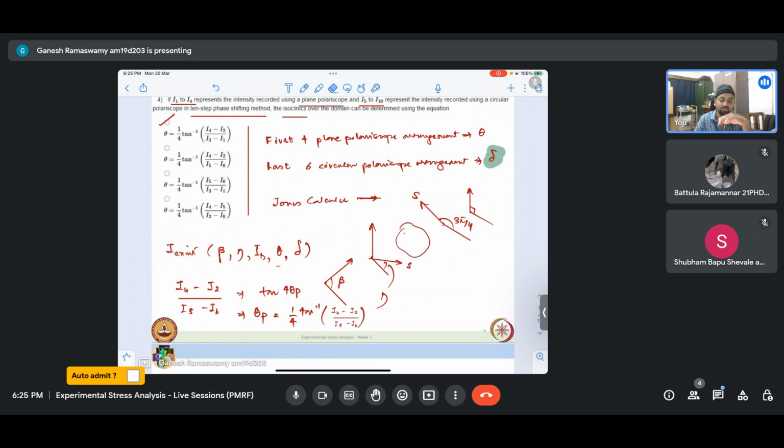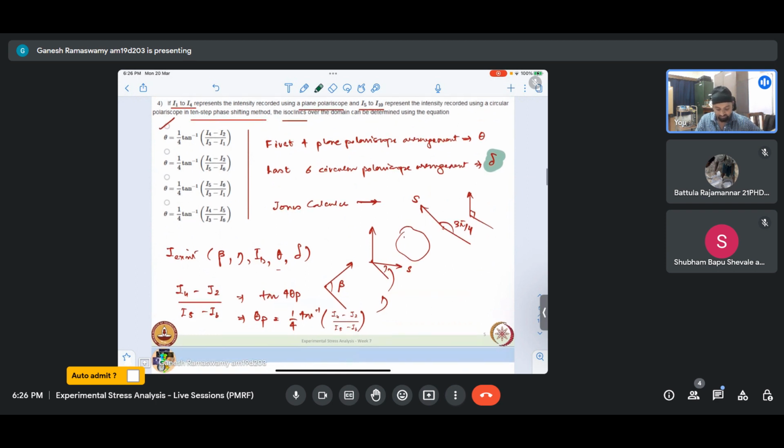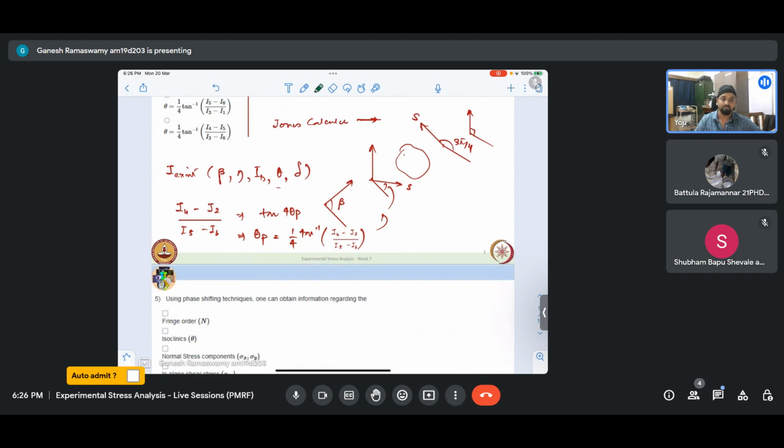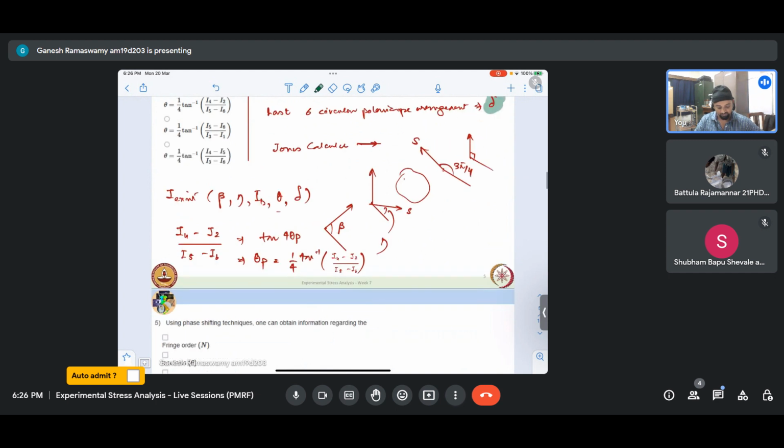There are a lot of algorithms that have been developed. Even our professor has contributed to that in a huge way. These algorithms can be used to do unwrapping over the domain. And this phase shifting technique, the 10-step method, is quite standard and has been applied to quite a lot of problems to obtain accurate theta and delta over the domain for stress separation studies. I hope that this is clear. If there are any questions at this juncture, please ask.